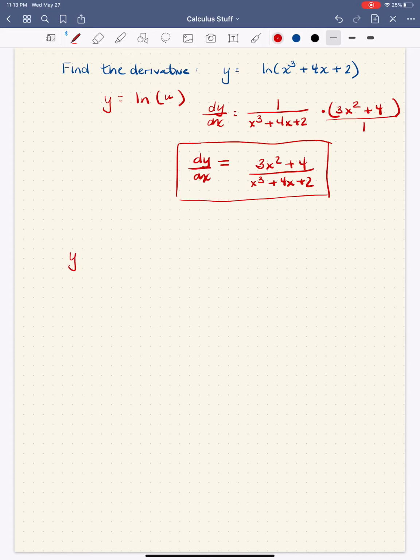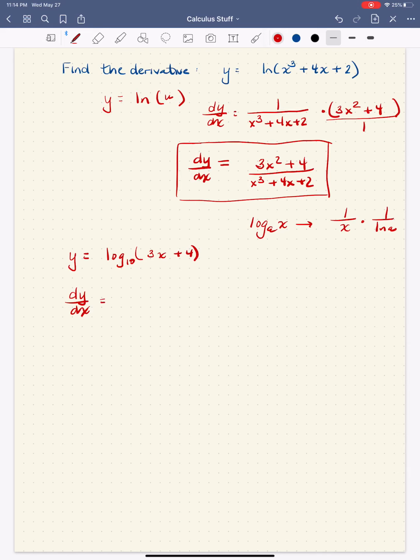What about y equals log? Not that we use regular log a lot. Log base 10 of, how about 3x plus 4? So remembering that the base is really 10, I am just going to write that in there even though we don't normally. The derivative, looking back at the formula, so log base a of x has derivative 1 over x times 1 over natural log a, the base.